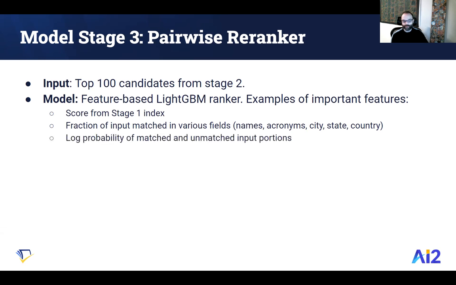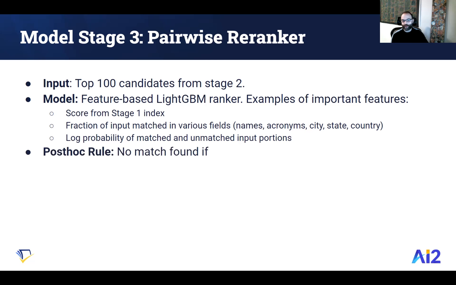And we compute this fast and cheap probability of matched and unmatched input portions. We use an old school language model, nothing fancy, that can do this almost instantaneously. And this again emphasizes rare matches directly in the feature-based model.